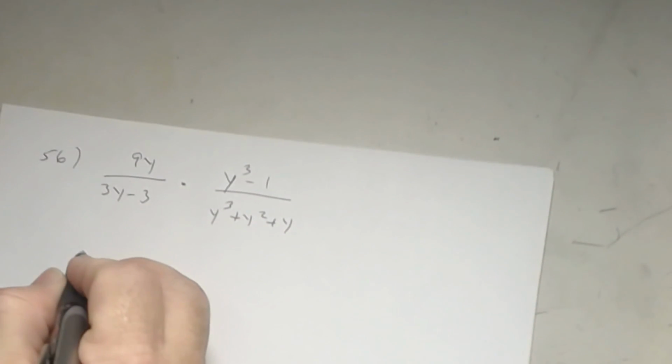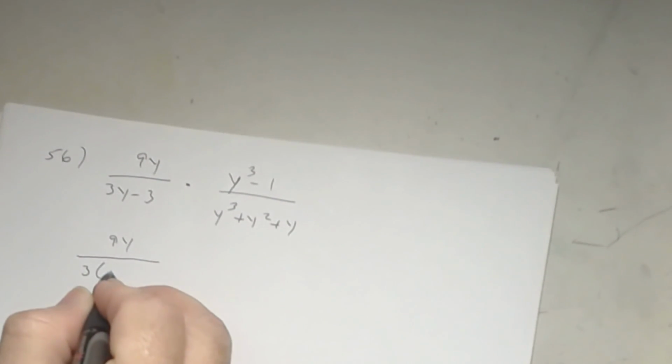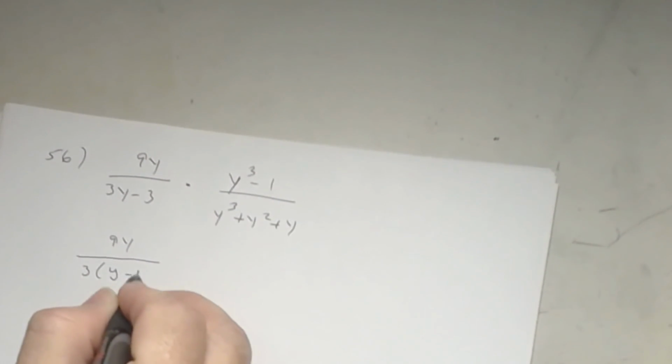All right, what's step 1 here? Factor, because it's already written as a multiplication problem. Yes. So factor. The numerator is a monomial, leave it alone. How can I factor that denominator in that first rational expression? Factor out a 3, the GCF. So I have this so far: 9y divided by 3 times y minus 1. Correct? Okay.